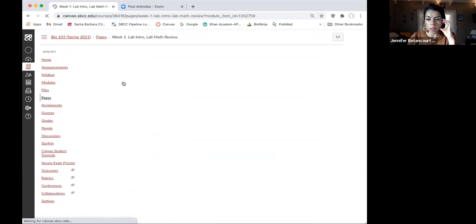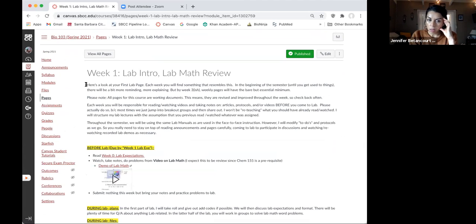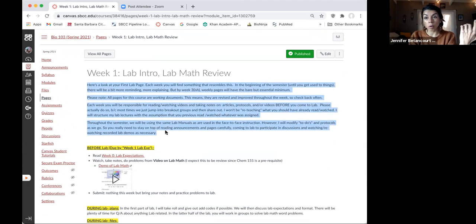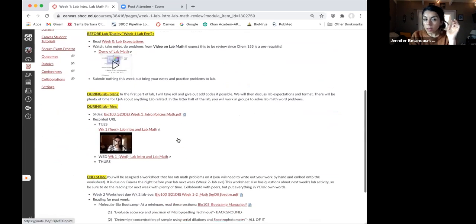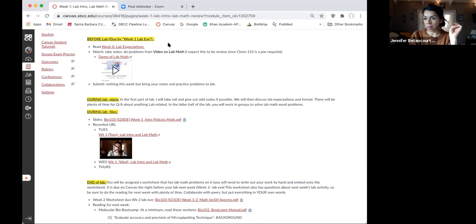Okay, so if we click on week 1, the pages won't usually have stuff in the beginning. This is just to introduce you to what pages are and what you can typically find on them. But really the pages start with something that looks like this. These are the things to do before lab, or by week 1 lab eve. You need to read the expectations, that document we were just on. You need to watch, take notes, and do the problems from this video. Okay, you need to submit. Nothing this week was due lab eve.